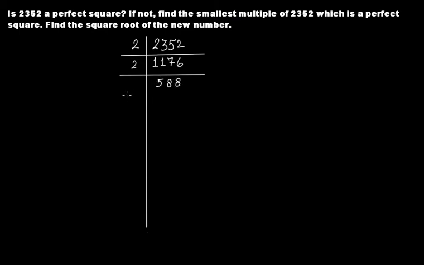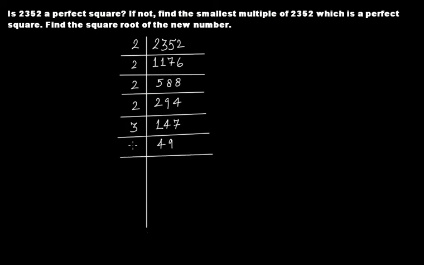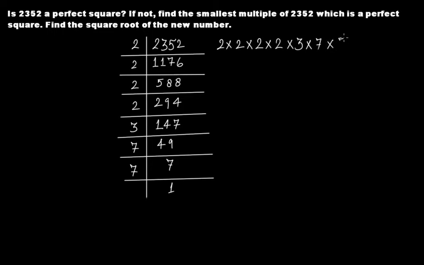Now the prime factorization of this number is 2 multiplied by 2 multiplied by 2 multiplied by 2 multiplied by 3 multiplied by 7 multiplied by 7.